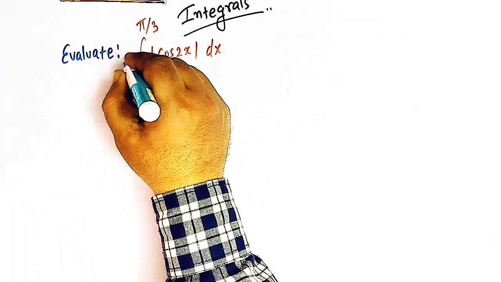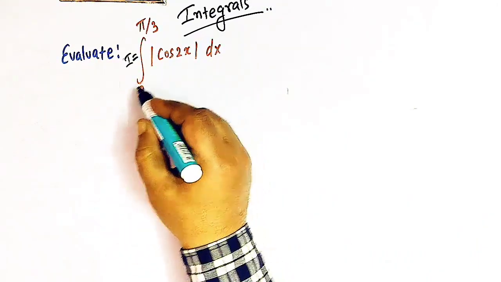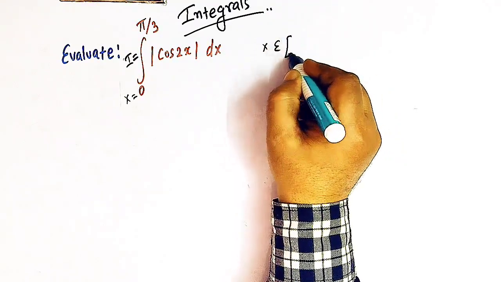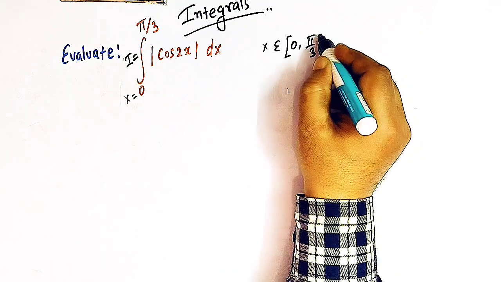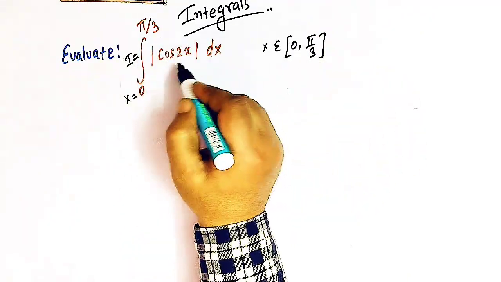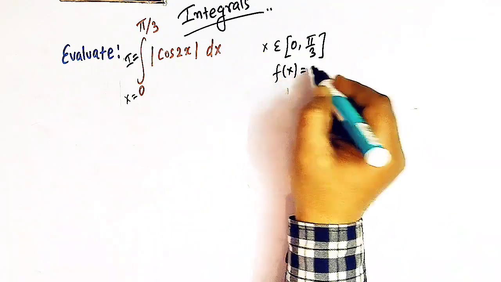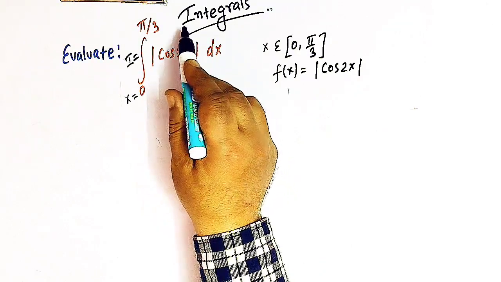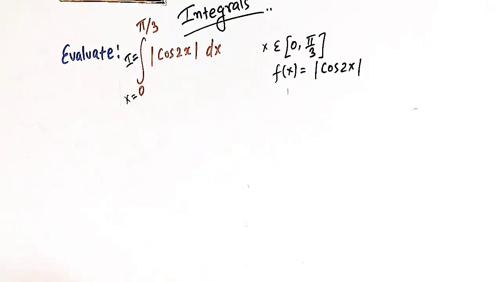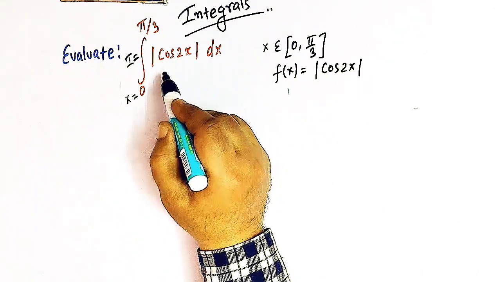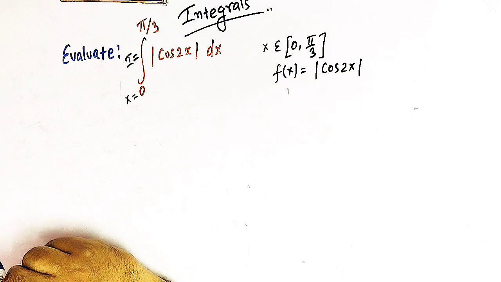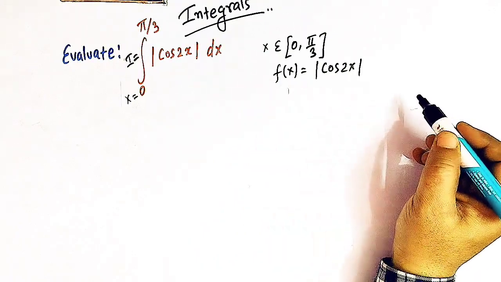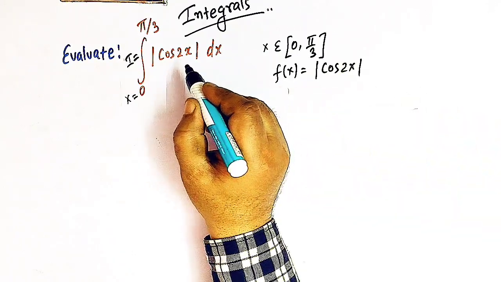Let us take this integral as I. So here the limit of integration vary from 0 to pi by 3. So x belongs to the interval 0 to pi by 3. Now here the integrand may be taken as f of x is equal to mod of cos 2x. Now see, to find out the value of this integral, we have to make use of the sign convention of trigonometric functions in the four quadrants, and then we'll make use of the definition of absolute value function. So let us first apply the method of substitution.